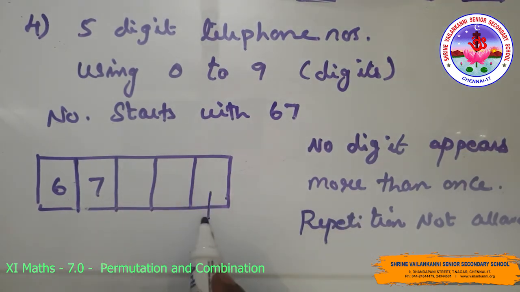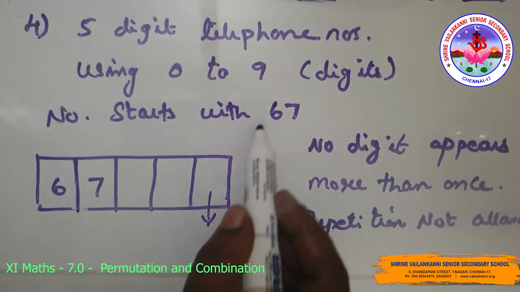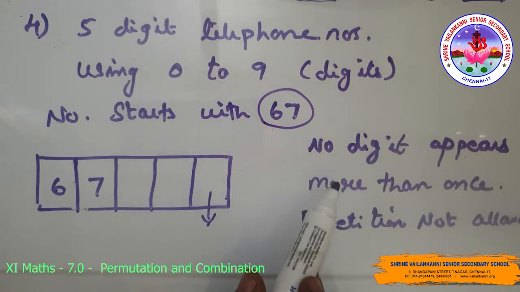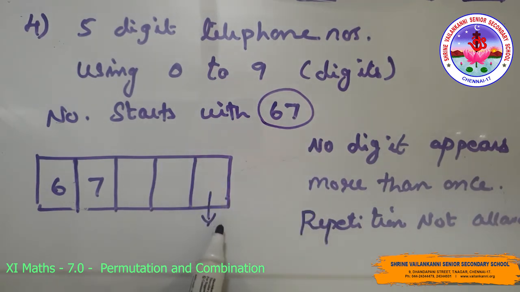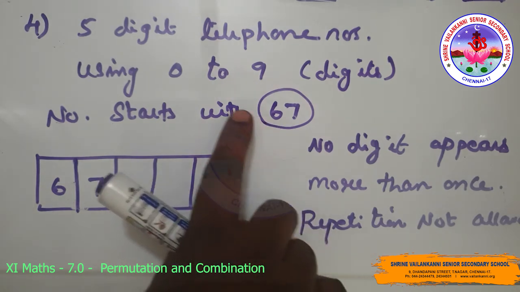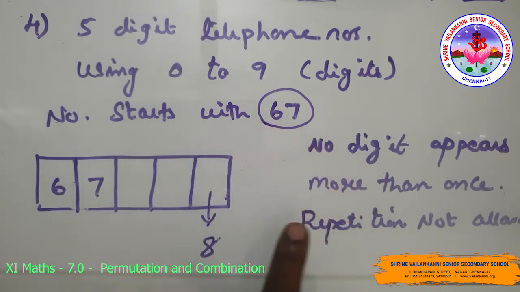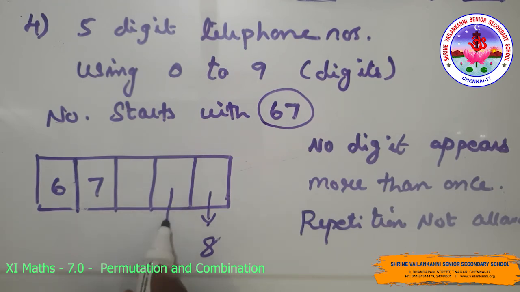So the units place can be filled with the other 8 digits other than 6 and 7. So without using 6 and 7, we have to fill this units place in 8 different ways. Except the digits 6 and 7, the remaining digits are 0, 1, 2, 3, 4, 5, 8, 9. So there are 8 digits. The units place can be filled in 8 different ways, following which the tens place can be filled.